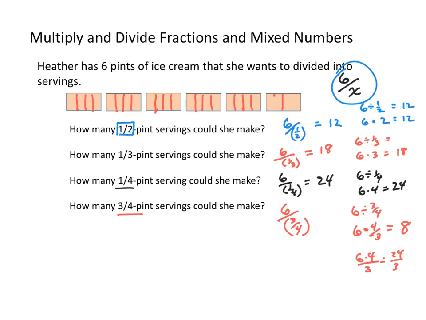Okay, so we divided it into fourths. Now each person gets 3/4. So this person gets 3/4, 3 of those. The next person gets 3/4, 1, 2, 3 of those. The next person gets 3/4, 1, 2, 3 of those. The next person gets 3/4, 1, 2, 3 of those.